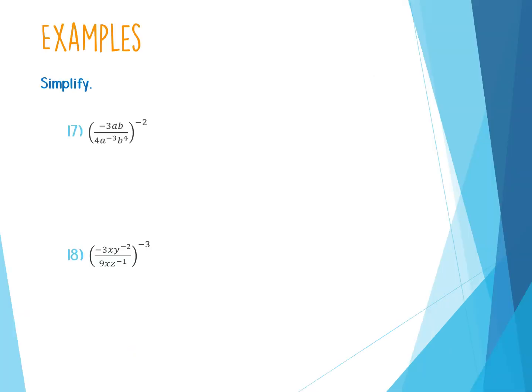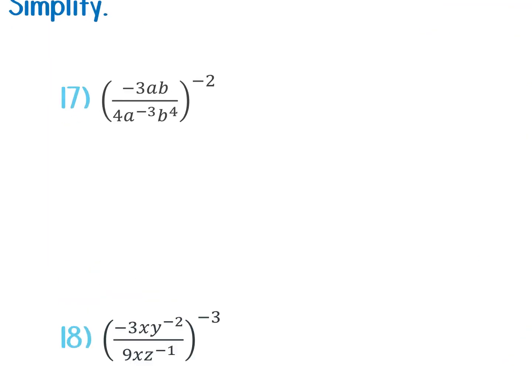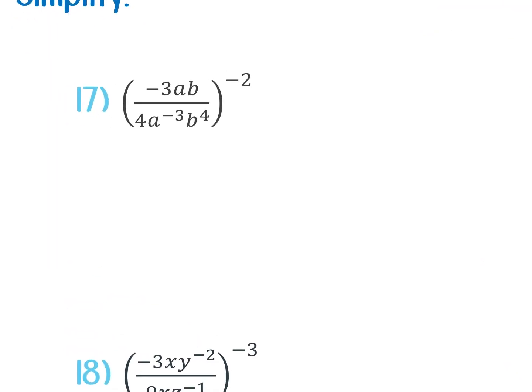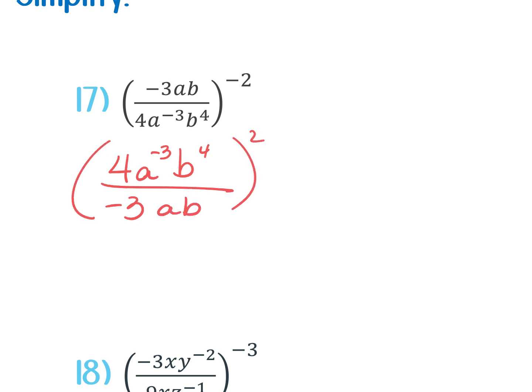Okay, so for 17, now we have a fraction raised to a negative power. Again, you can deal with this however you want. What I'm going to do first is just deal with the negative sign. What I can do here is flip it. So I'm going to go ahead and flip the fraction, and it's going to become 4a to the negative 3b to the fourth, negative 3ab, and now my power is positive.